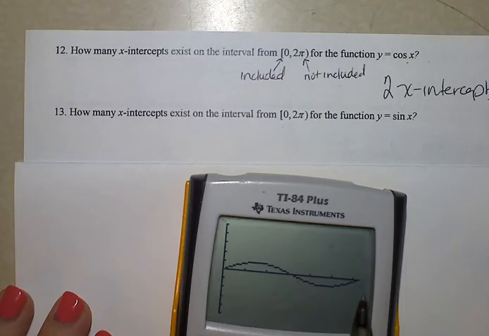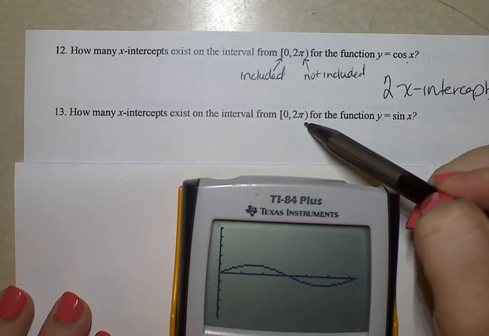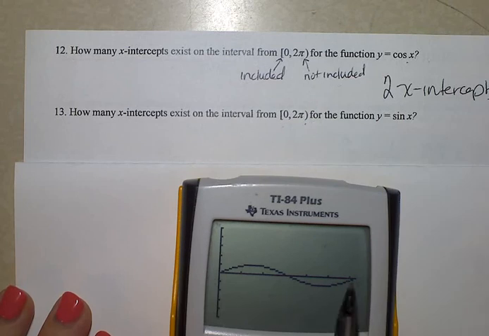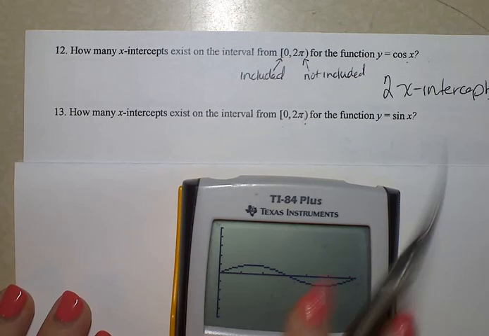Do we include this x-intercept? No, because it is in parentheses. So instead of saying there's 3, there's actually only 2. Why? Because we can't include this one at 2 pi. It's in parentheses.